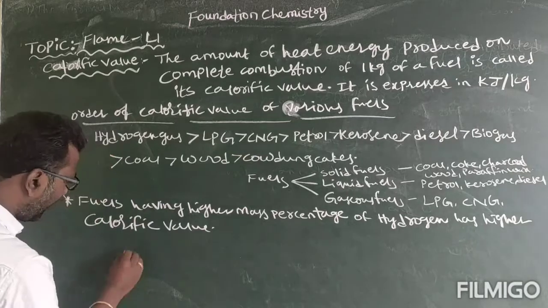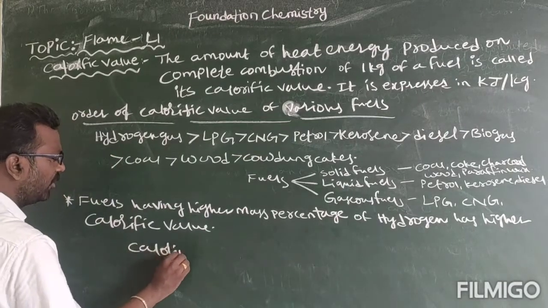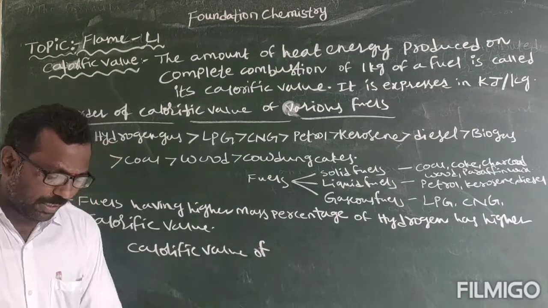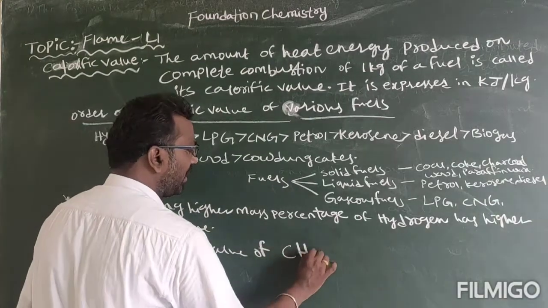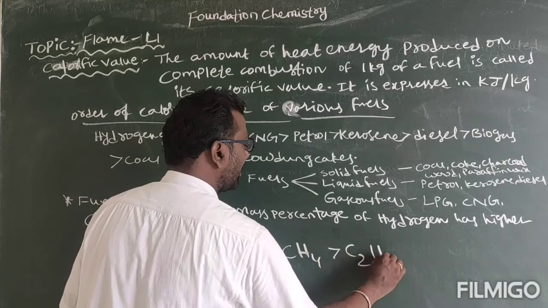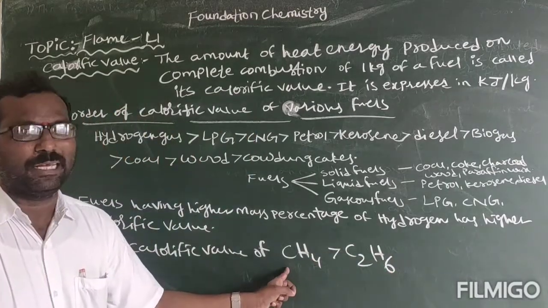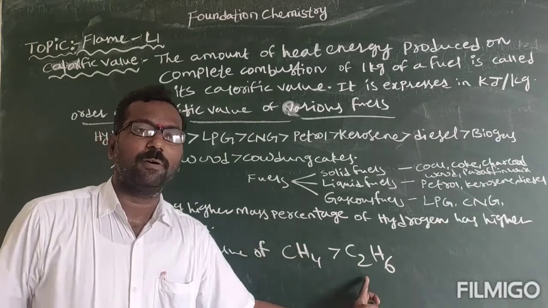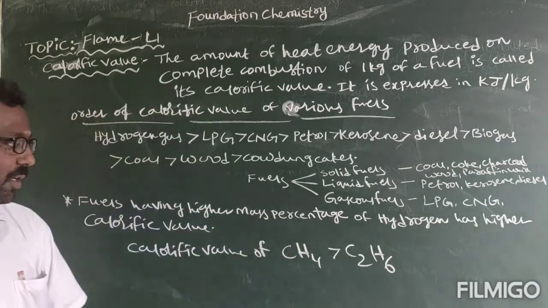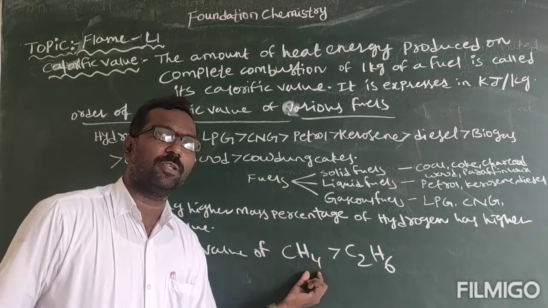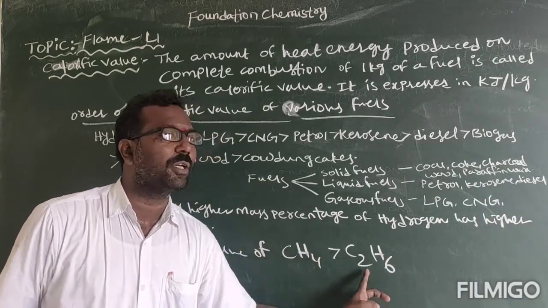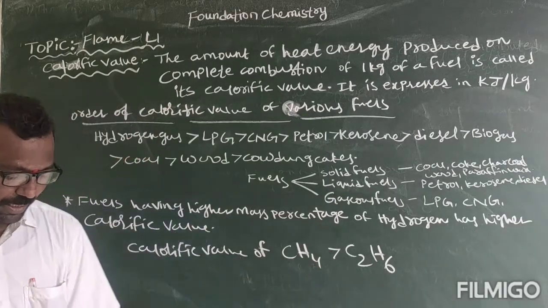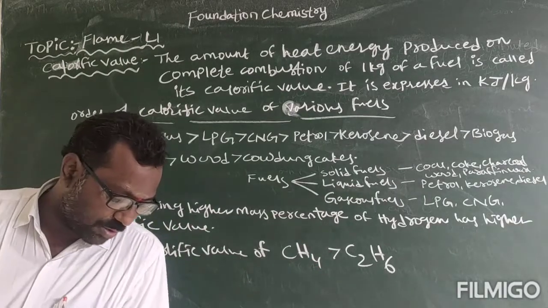Example, if you take CH4, methane, and C2H6, CH4 will be greater. Why? 1 carbon and 4 hydrogens, but here for 1 carbon there are 3 hydrogens only. So the mass percentage of hydrogen is more here when compared to here. So methane has the highest calorific value. That is the most important thing.